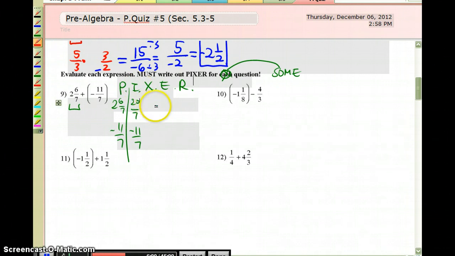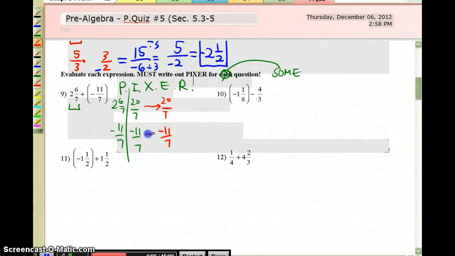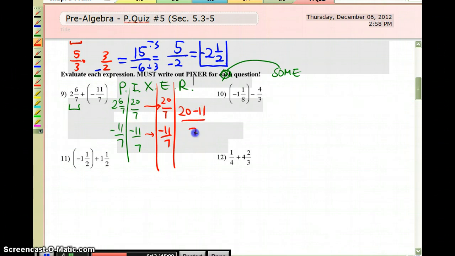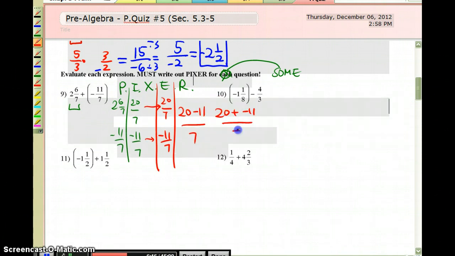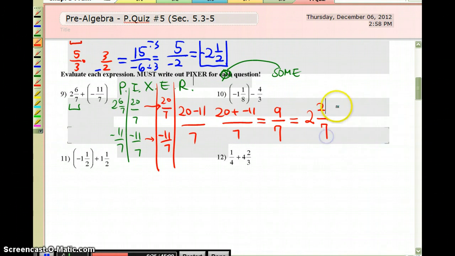Because I don't need to find a common denominator, I can just rewrite the 20 over 7 and negative 11 over 7 with the E part, and then when I reduce, I have 20 minus 11 over 7. That's really the same as 20 plus negative 11 over 7, if that's what you also got, which still gives me the answer 9 over 7, which is reduced to 2 and 2/7. I'm sorry, I meant 1 and 2/7.